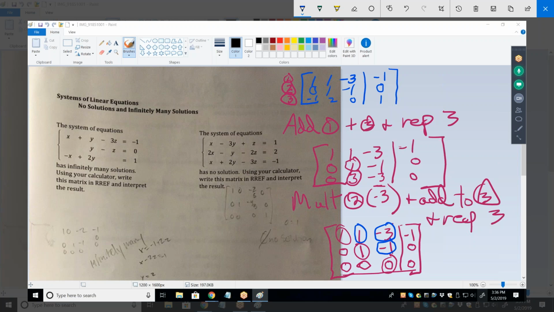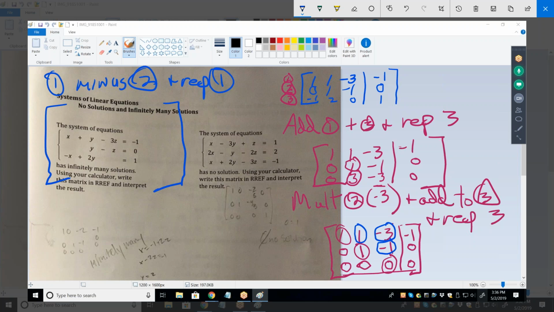All right, so here's what I did. I took row 1 minus row 2 and replaced row 1. Okay. And this is what I got. I hope my math is not correct here. I'm pretty sure it's not. I mean, I'm pretty sure it is correct. So I got a 0 where I was trying to. Yes, sir.